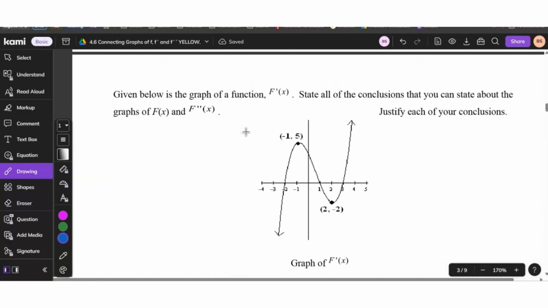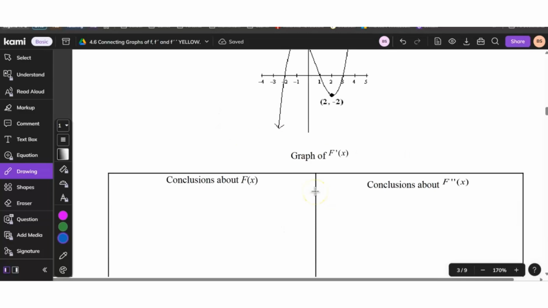All right, so let's try another example here. Below is the graph of the function f prime. So this time we're starting with f prime, and we're going to state all the conclusions we can make about f and f double prime. Okay? So, what can we say about f? Why don't we start with where f of x is increasing?